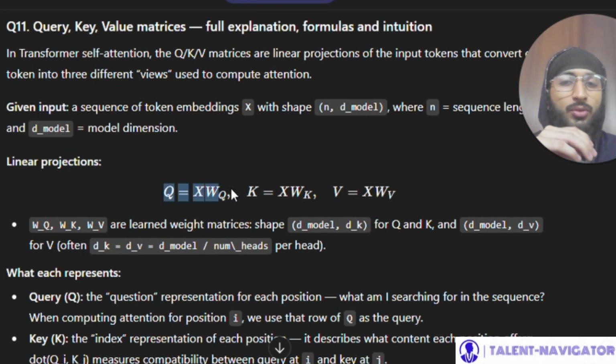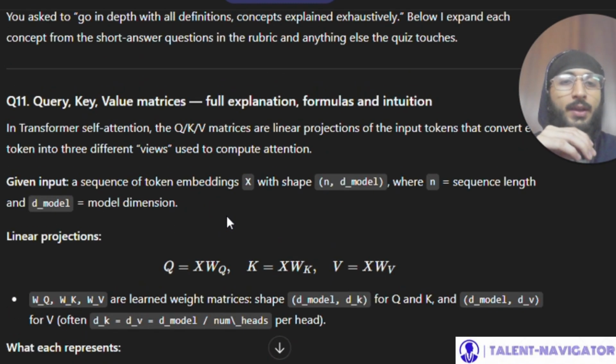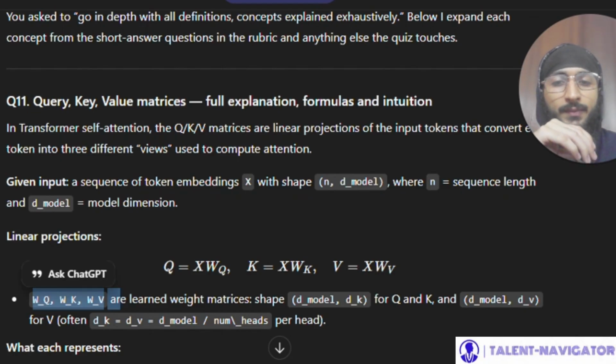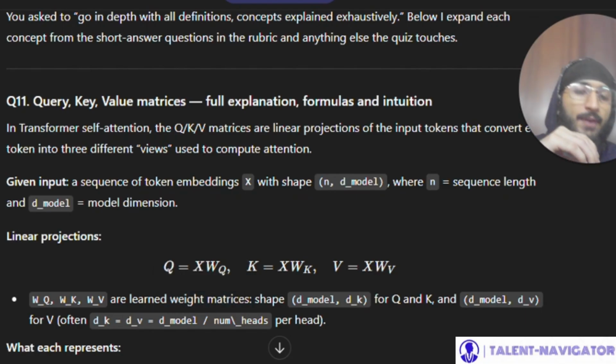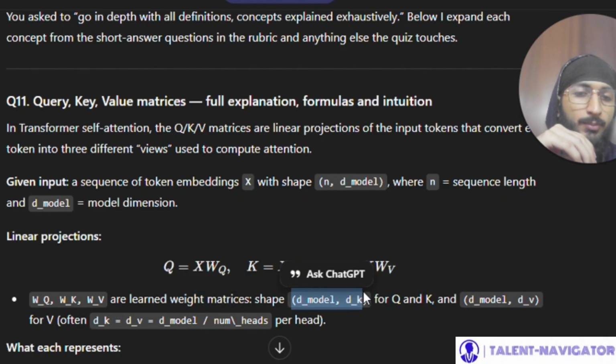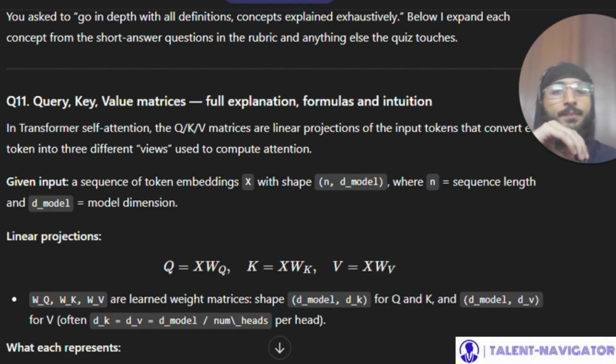Linear projections: Q is equal to X times WQ, K is equal to X times WK, and V is X times WV, right? So WQ, WK, and WV are the learned weight matrices, and we have shape d_model by d_k for Q and K, and d_model by d_v for V.